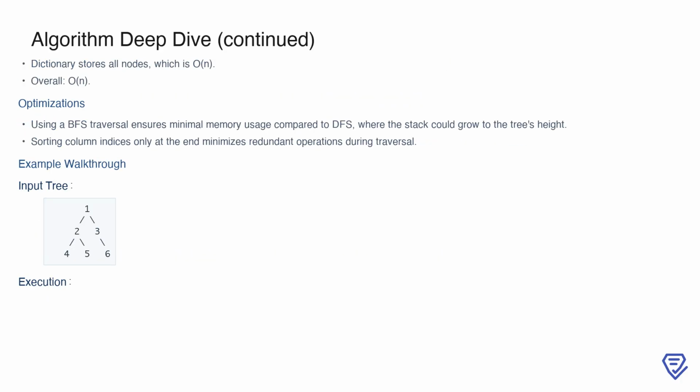The BFS traversal is particularly memory efficient compared to a depth-first search, where the recursion stack could grow to the tree's height. By sorting the column indices only once at the end, we avoid redundant operations during traversal.